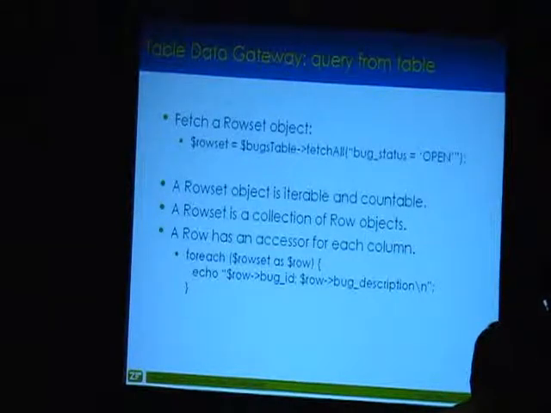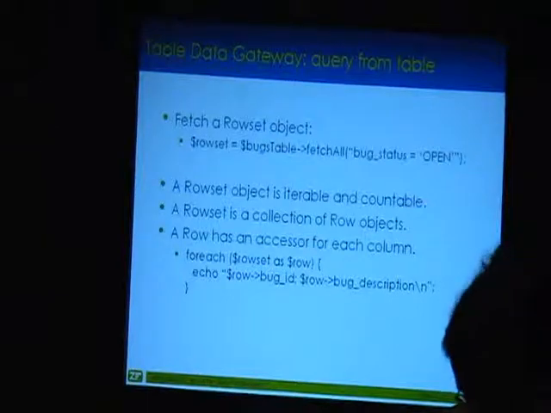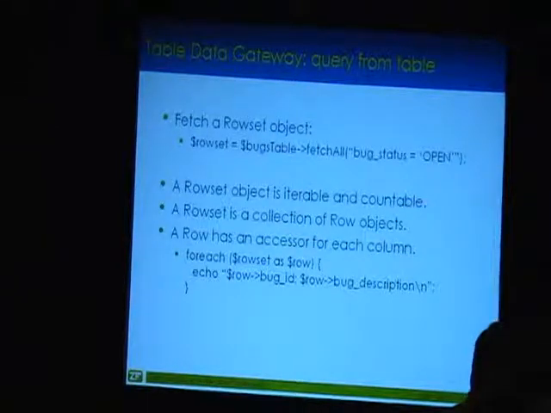Once you have this instance of a table class, you can do a fetch all on it. This is very similar to the fetch all that we saw earlier from the adapter, but in this case, it knows which table to go to. All you have to specify, optionally, is the where clause of which rows you want to fetch. So in this case, I'm getting all the bugs that have a particular status.